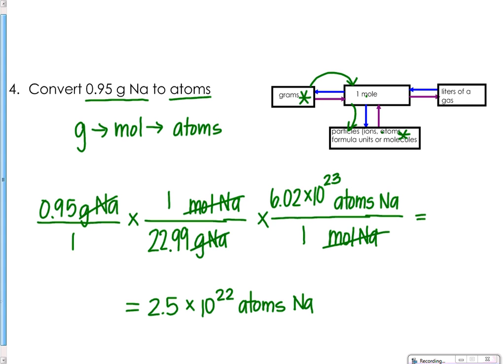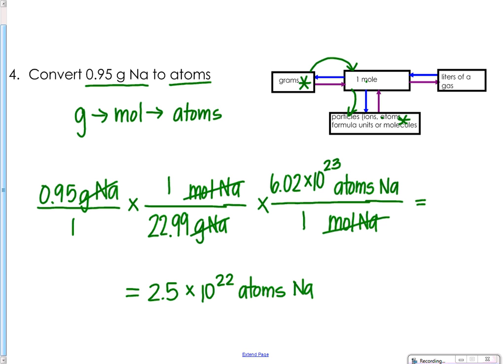So that was a quick video on how to do mole conversions. You should now go ahead and do the practice problem, and that will be your learning check. Good luck.